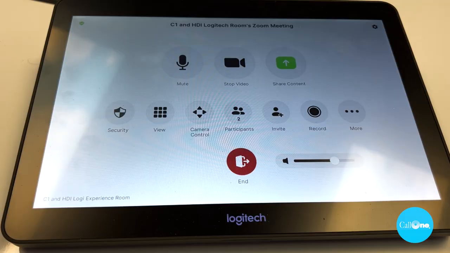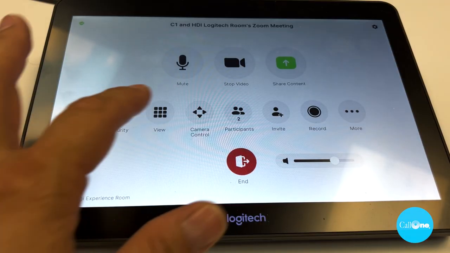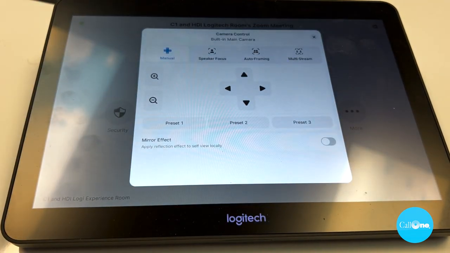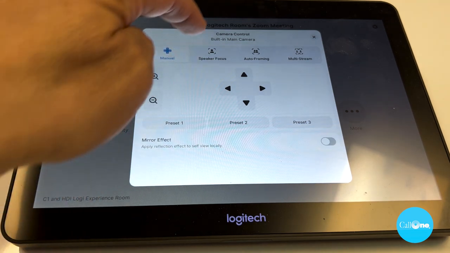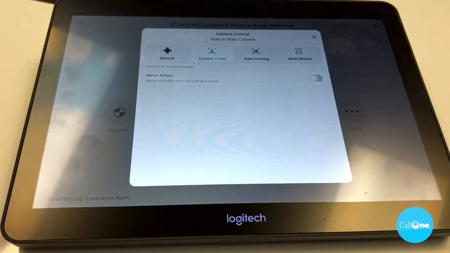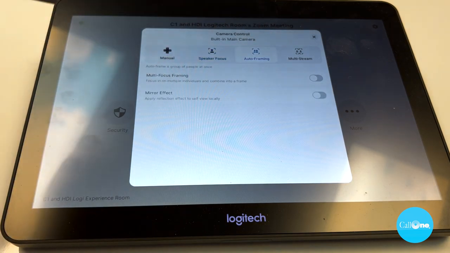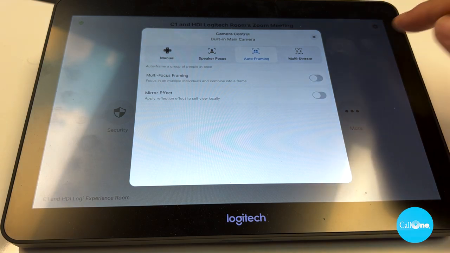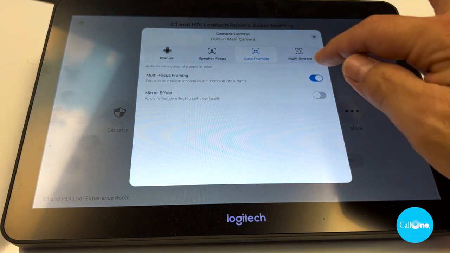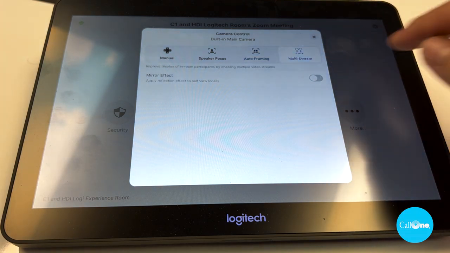All right, from the Logitech tab, you have the option to adjust your camera settings. So you go here to your camera controls, and you have the ability to pan, tilt, zoom, so you can zoom in, you can zoom out. You also have speaker focus, auto framing with multi-focus framing or not, and then you have multi-stream.